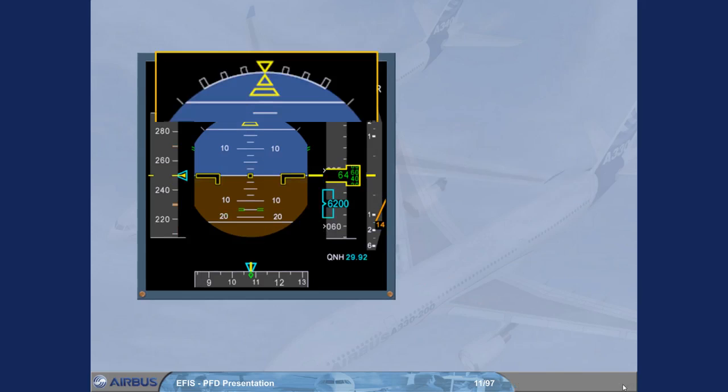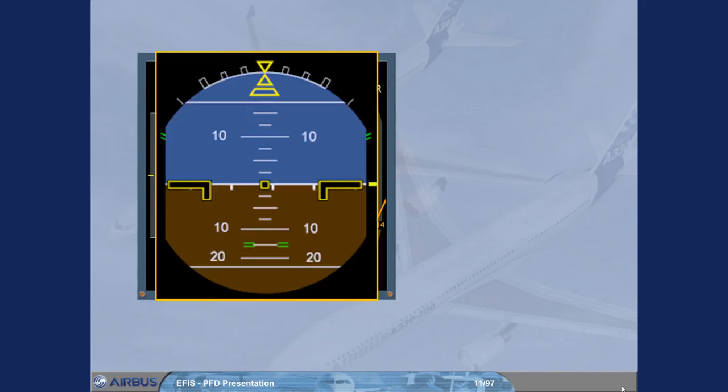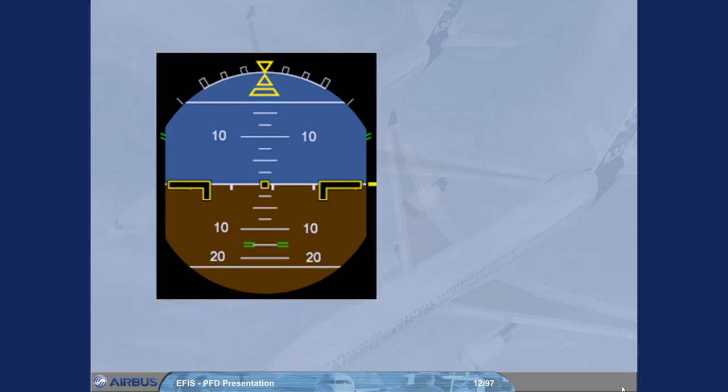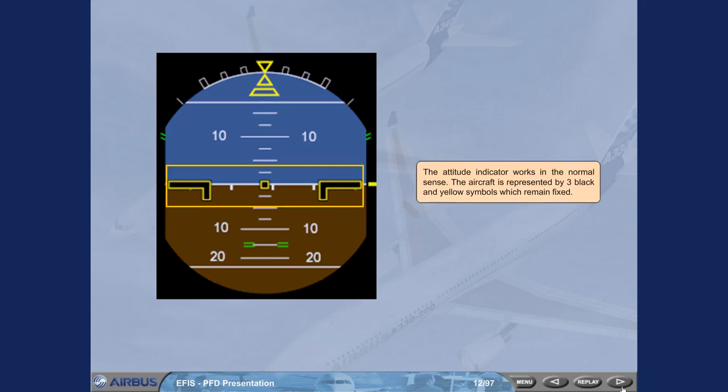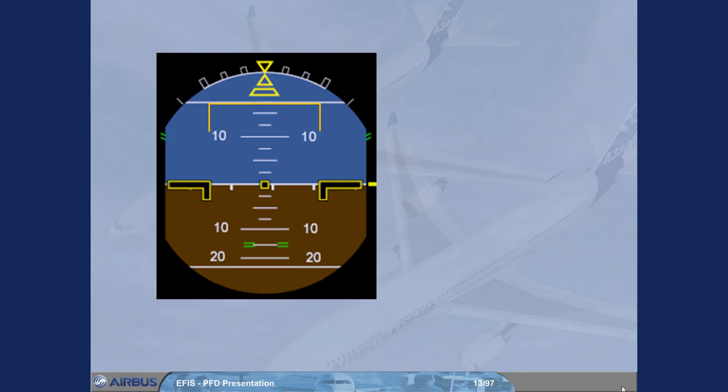Attitude information is shown at the center of the display. The attitude indicator works in the normal sense. The aircraft is represented by 3 black and yellow symbols which remain fixed. There is a graduated scale for pitch angle above and below the horizon.